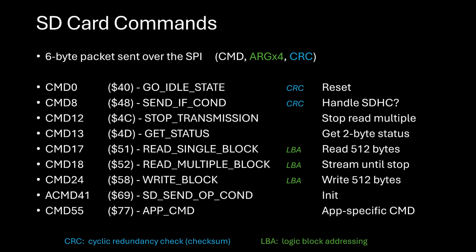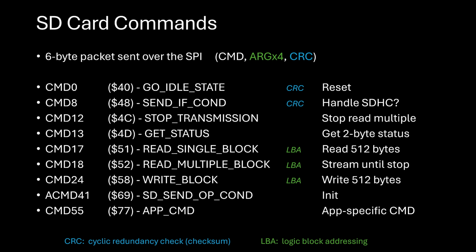So these SD card commands really are a 6-byte packet. So there's 6 bytes of data you need to send over to the SD card. First of all, there's a byte that says which specific command. Then there are 4 bytes for arguments if that specific command takes or requires arguments. Otherwise, you can just send zeros. And then there's a CRC, or a checksum.